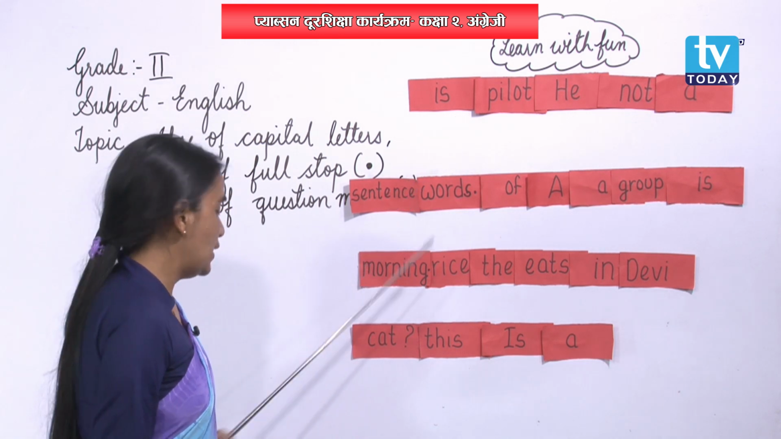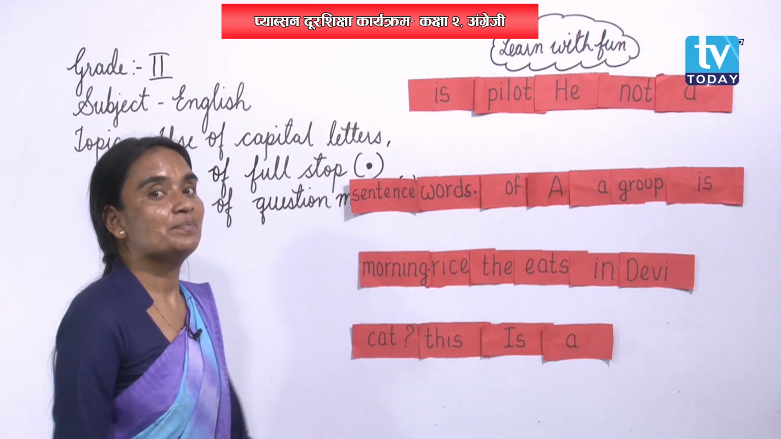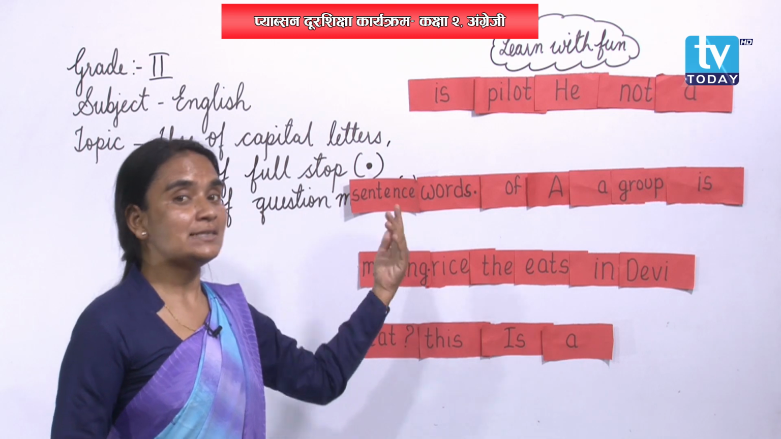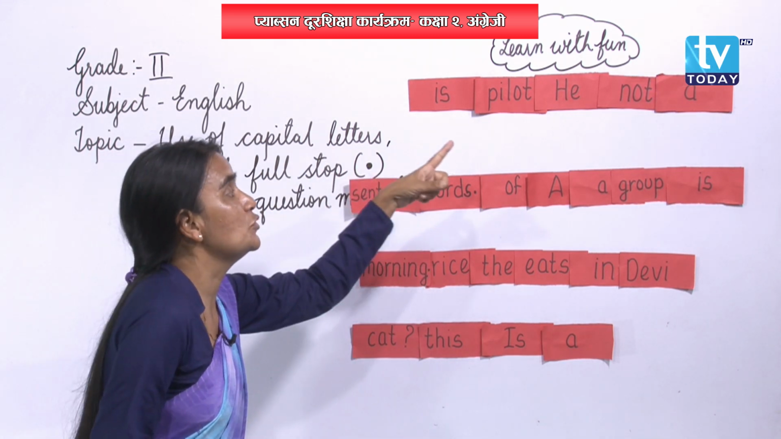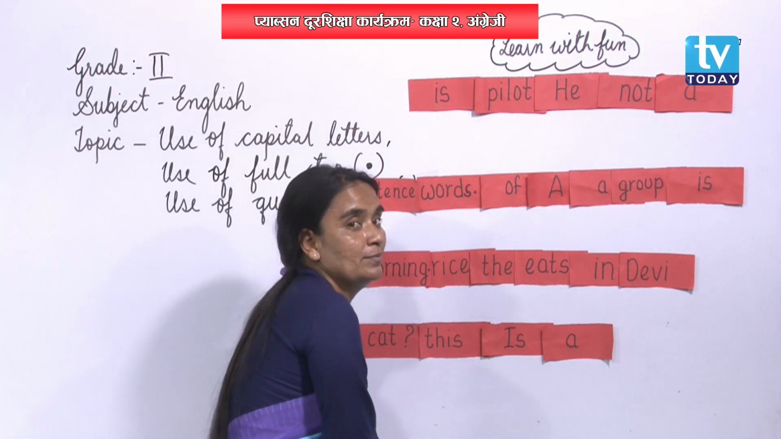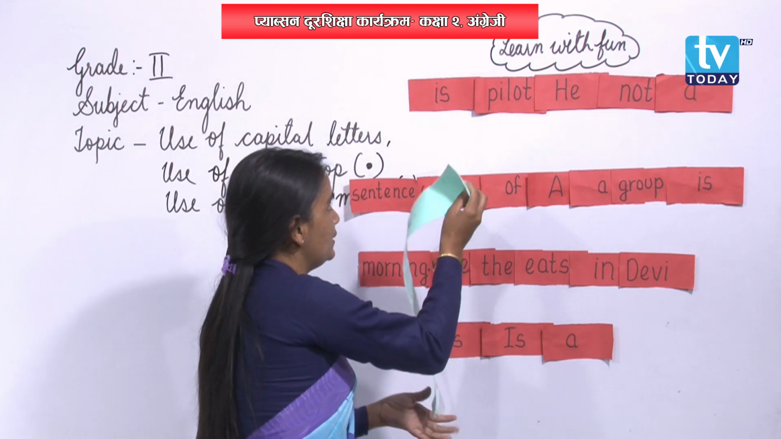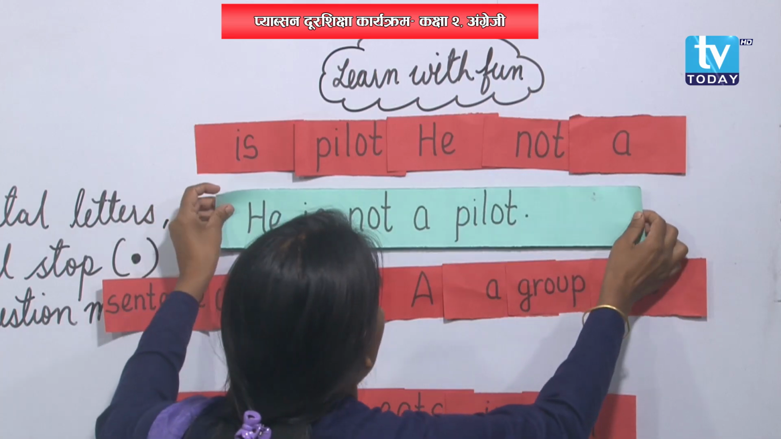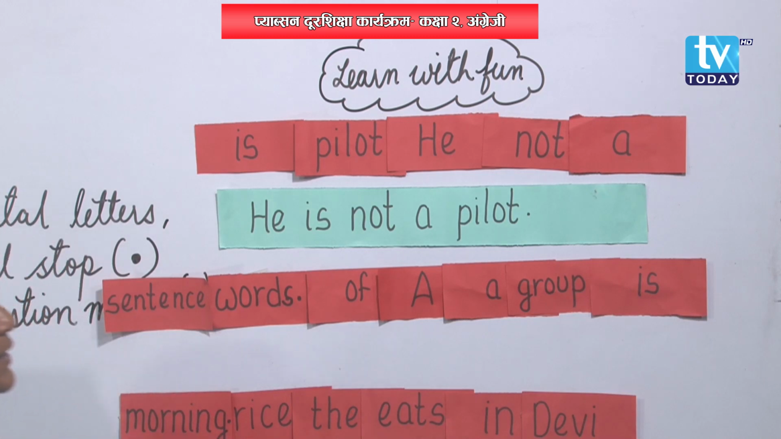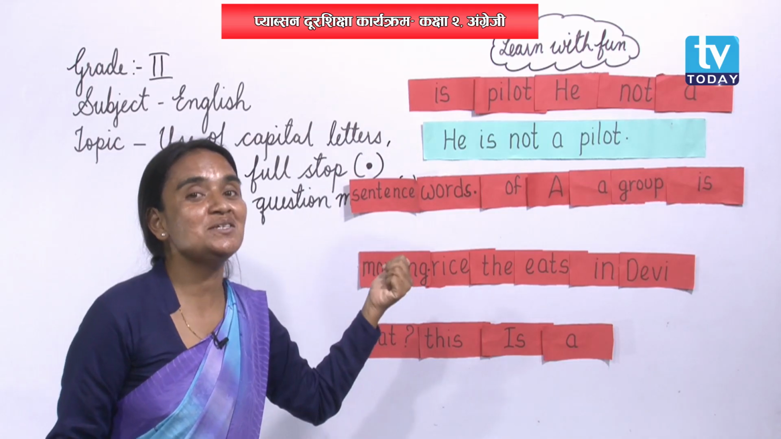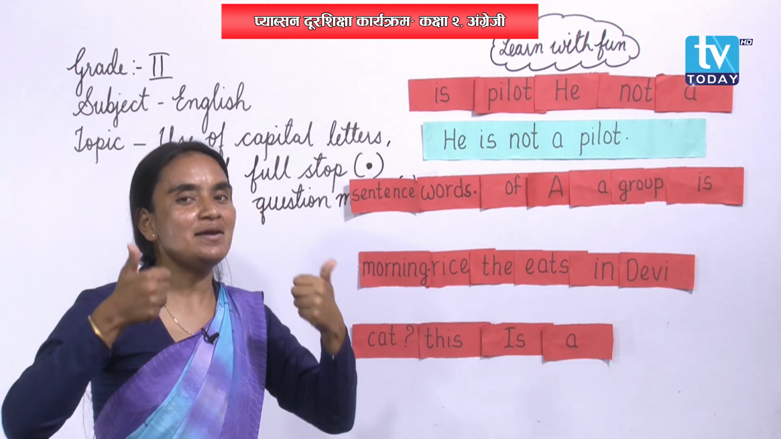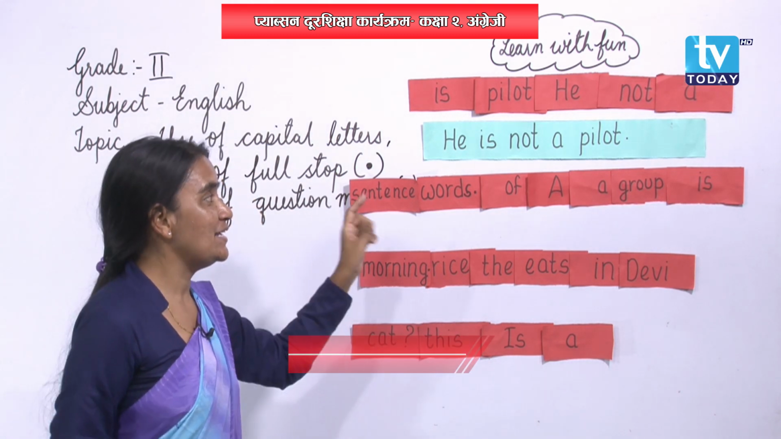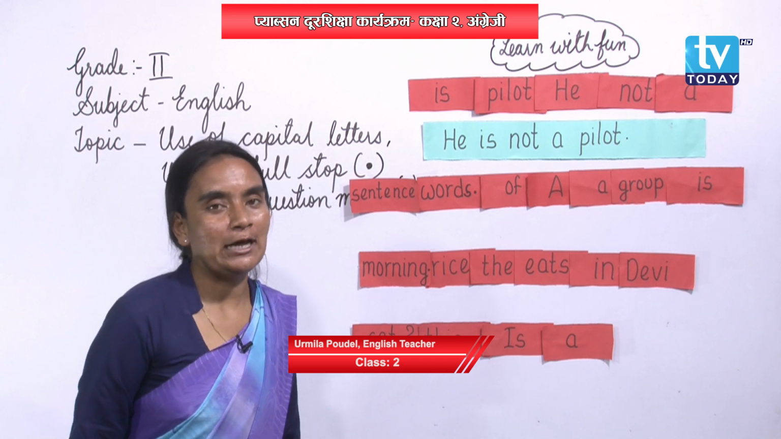Okay, now let's try to check it. What could be the sentence along with this group of words? So, do you want to see? Here it is. Here we have, he is not a pilot. Negative sentence we have learned. Remember it, okay? He is not a pilot.